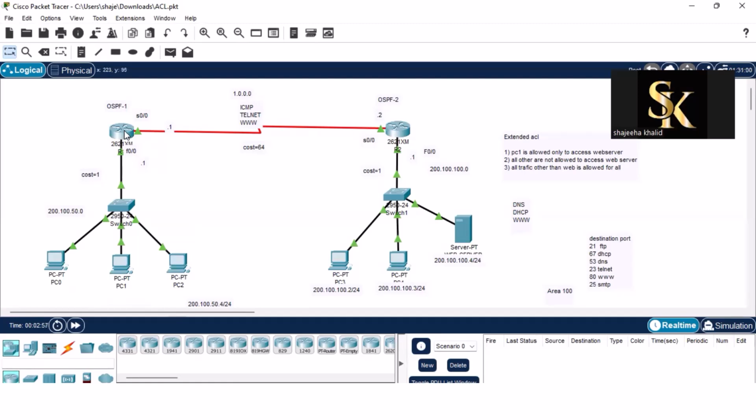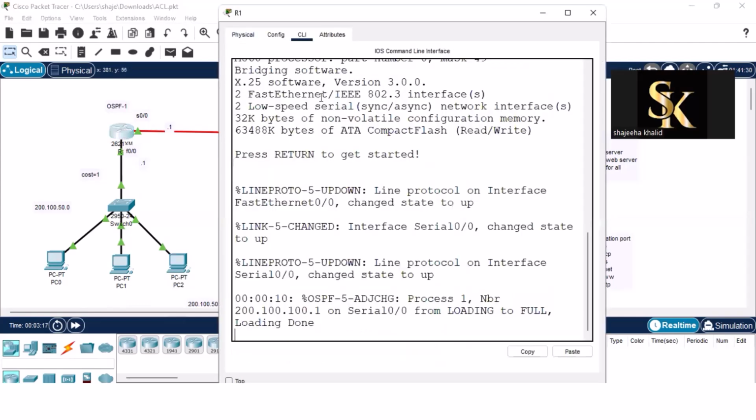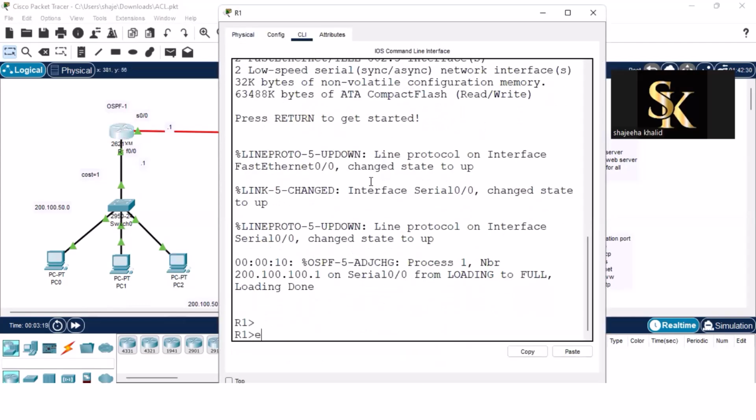Here is the router, and in the router, I use one network ID which is 1.0, which is common between R1 and R2. On R1, I use another network ID which is 50.0. Here I use 100.0. And with the help of OSPF, initially I converge my topology. You may check it. I think my topology is converged.